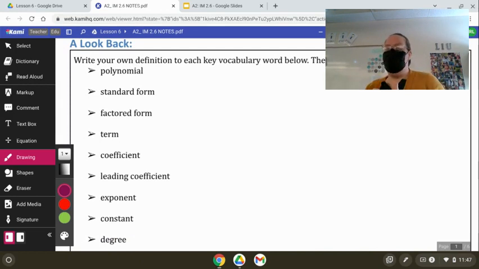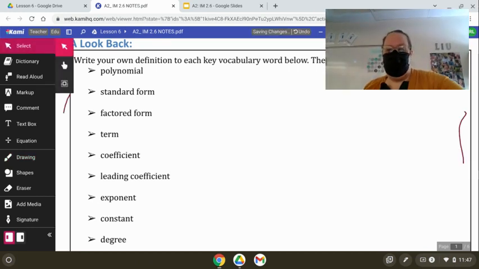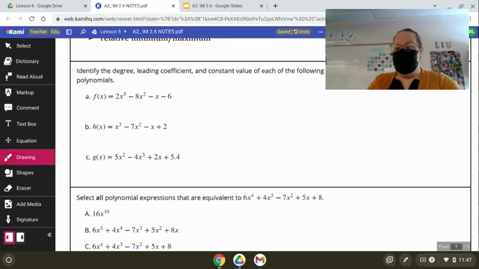Think about how these words appear in the practice we've been doing. How do they appear in the notes we've been going through? How could you write these in your own words? Maybe draw yourself a picture, give yourself an example of them so that you can be thinking about the vocabulary. But I want us to get to some of these practice problems. I want us to take a look specifically at some of them.